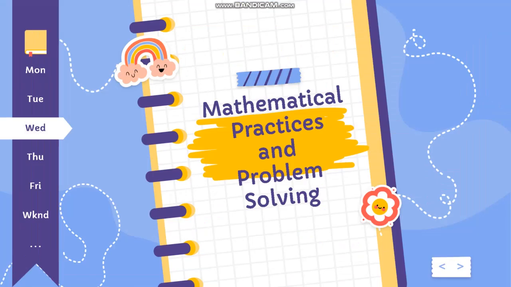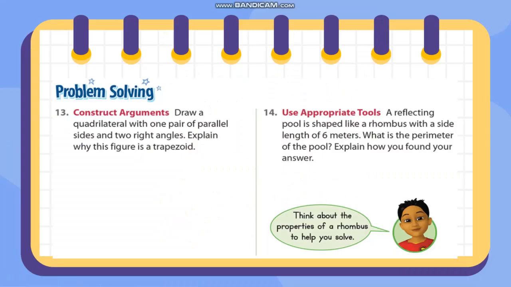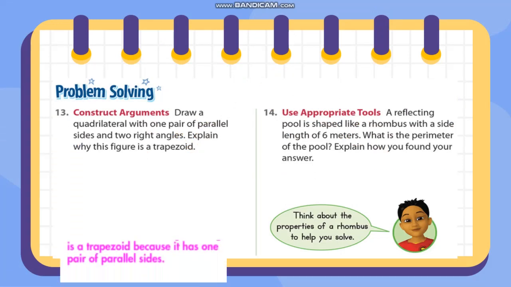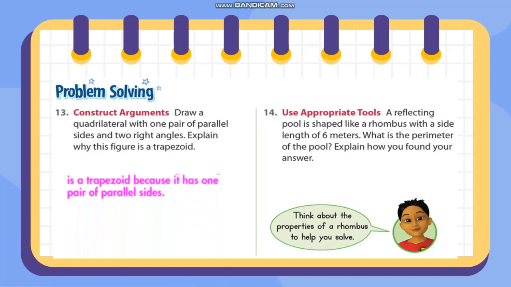Let's answer the mathematical practices and problem solving. Draw a quadrilateral with one pair of parallel sides and two right angles. Explain why this figure is a trapezoid. It is a trapezoid because it has one pair of parallel sides. If I'm going to draw a quadrilateral with one pair of parallel sides, it should be like this. So this is one pair of parallel sides.